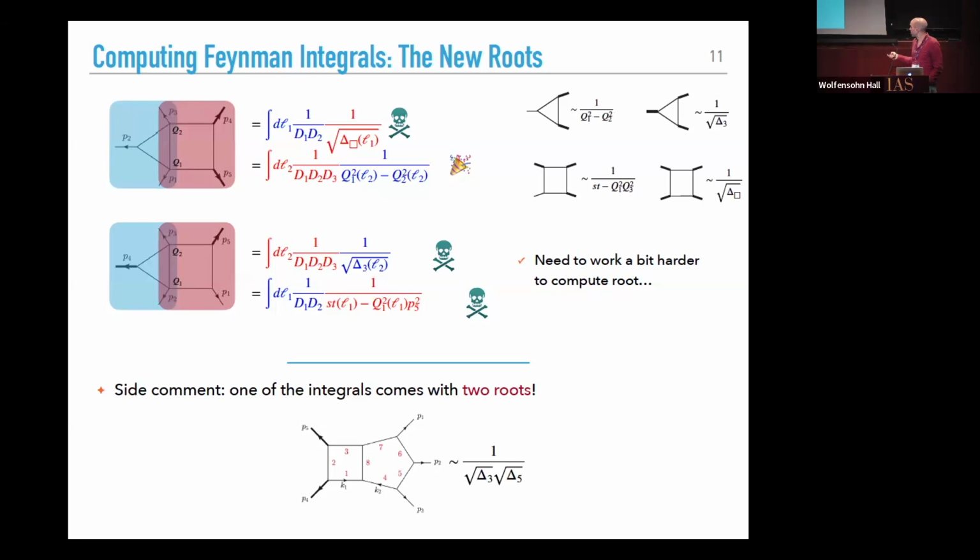Also, as a side comment, I found it surprising because I had never seen it before. There are actually some diagrams that come up with 2 square roots in the normalization, and this is the first time I see this. Again, this is the diagram that Schaffing and collaborators had already looked at.